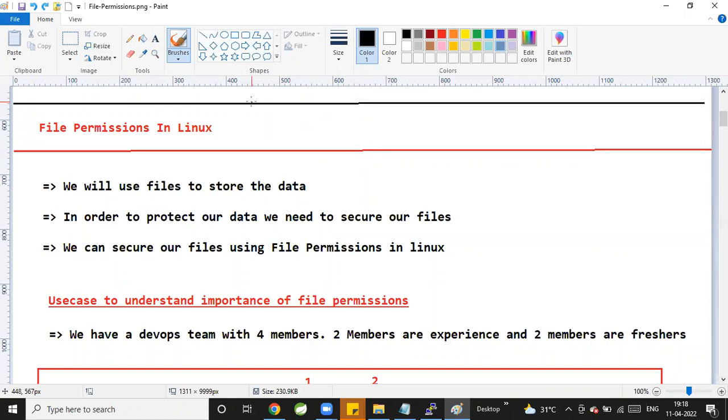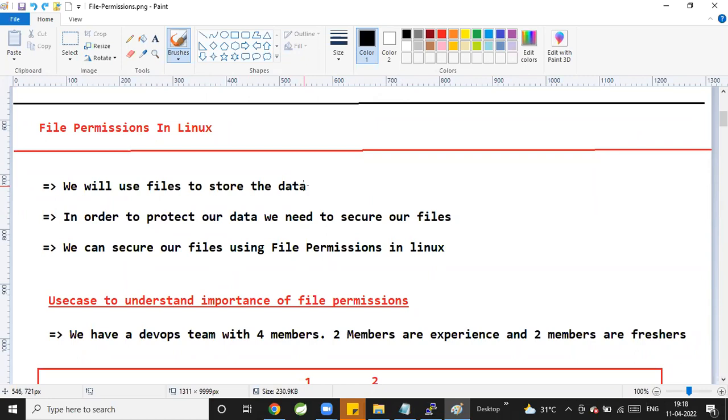Now, when we are storing sensitive data in files, we should be able to secure those files. For that purpose, we are going to use file permissions. Why do we need to secure the files? I have given a use case.